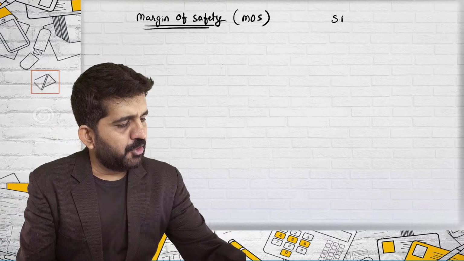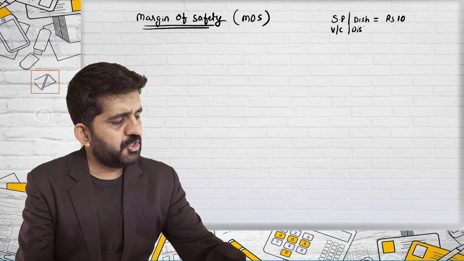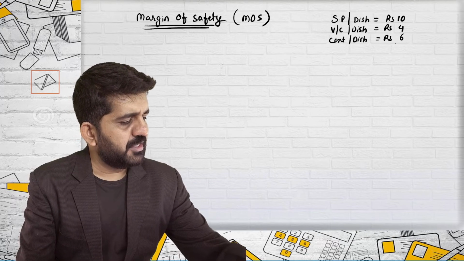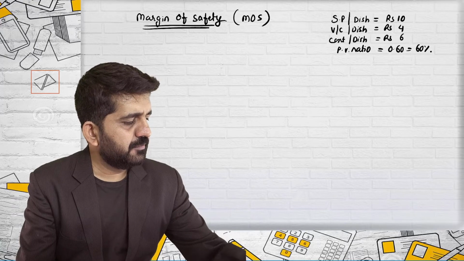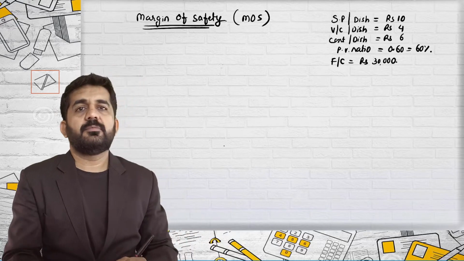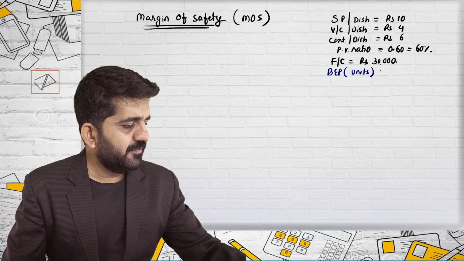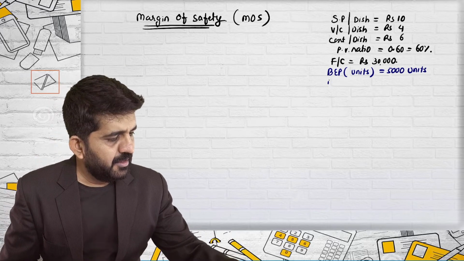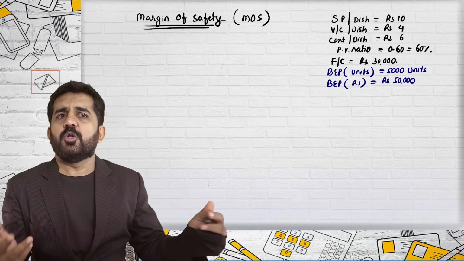My selling price per dish is ₹10. Variable cost per dish is ₹4. Contribution per dish is ₹6. PV ratio is 60%, and my fixed cost is ₹30,000. I also know my break-even point, right? Break-even point in units is 5,000 units. Sir, it is not 20,000. No, 20,000 is desired profit. And break-even point in rupees, I also know this, it is ₹50,000: 5,000 into 10. I have found this out n number of times.